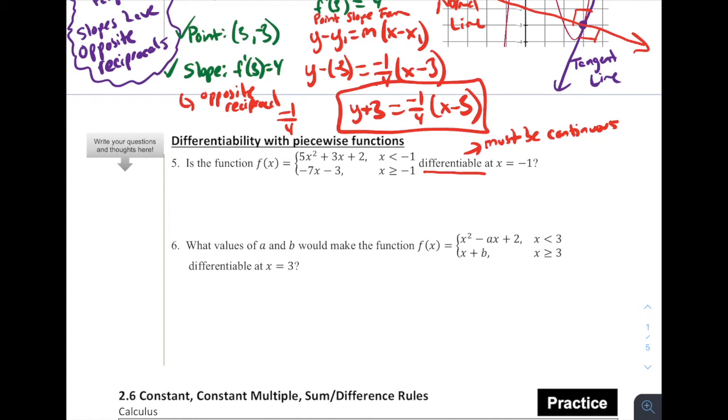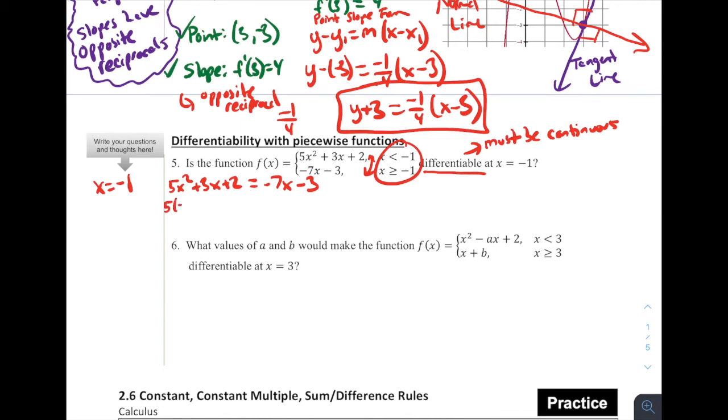Specifically, we can set both of these parts equal to each other, technically finding that limit from the left and limit from the right, and seeing if they're equal at the given x value. So I'm going to take that 5x squared plus 3x plus 2, and I'm going to set it equal to -7x minus 3. But I care about this when x is equal to -1, because that's where these two parts of this function are meeting each other. So I want to see is the left side equal to the right side.